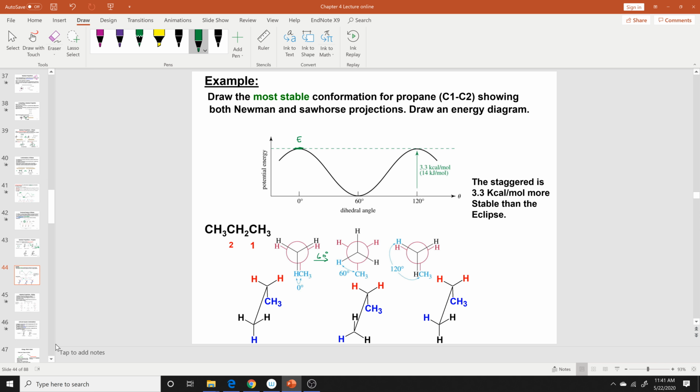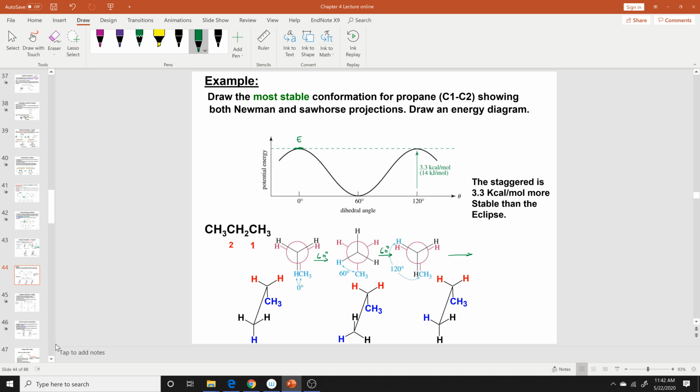Now with the staggered conformation, the angle between the hydrogen and the CH3 is 60. This is far away from each other. Hydrogen is a small atom in here, so there is no interaction between the hydrogen and the CH3. So this is why the staggered conformation has a lower energy than the eclipsed conformation. And then you go another 60 degrees. Another 60 degrees will make the total angle between the hydrogen and the CH3 to be 120 degrees. You always go from staggered to eclipsed by rotating 60.